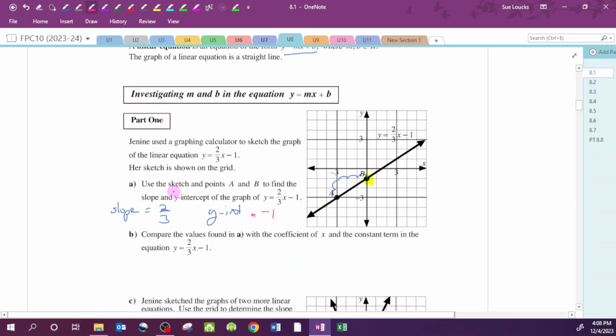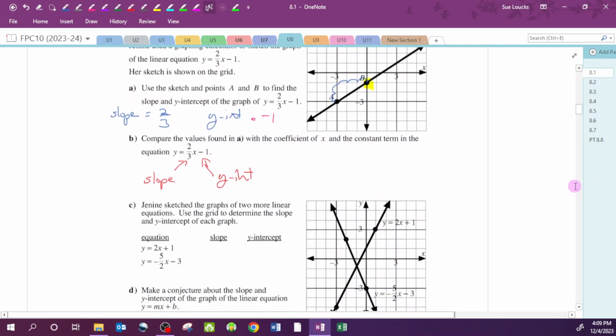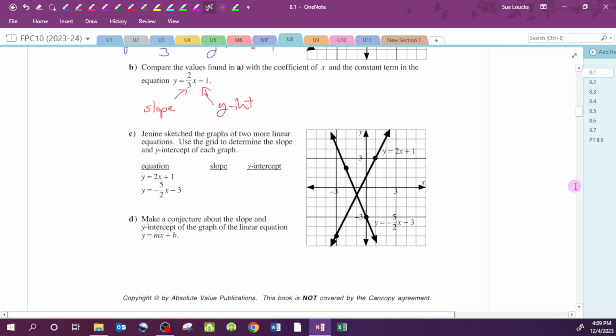Okay, so what do you notice when you look at those two values and you look at the equation? Well, we see that this number here, the coefficient of the x, that's the slope. And the constant here, this is the y-intercept. Hence, slope-intercept form of the equation. Okay, so she's got a graph of 2 more linear equations, and we're going to use the grid to find the slope and the equation.